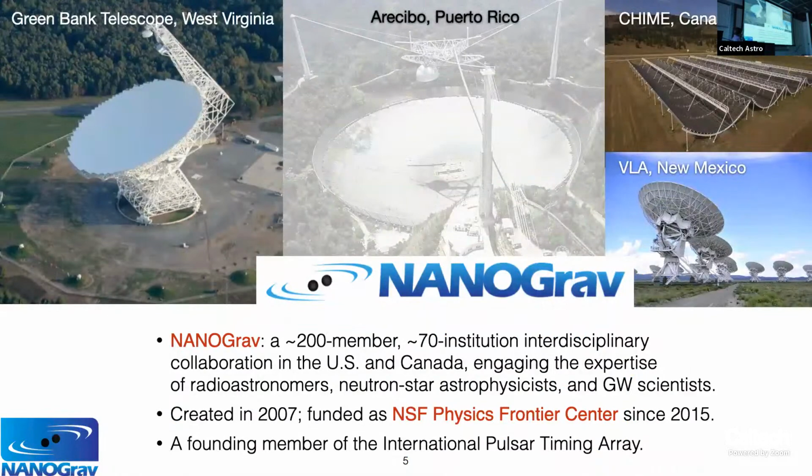NANOGrav itself is a roughly 200-member, 70-institution interdisciplinary collaboration. It includes expertise from radio astronomers to neutron star astrophysicists and gravitational wave scientists. It was created in 2007, and it's been funded as an NSF Physics Frontier Center since 2015. Our observations in this data set were made by the Green Bank Telescope, the Arecibo Telescope, and the VLA, and in our next data set, we'll have data from CHIME as well.